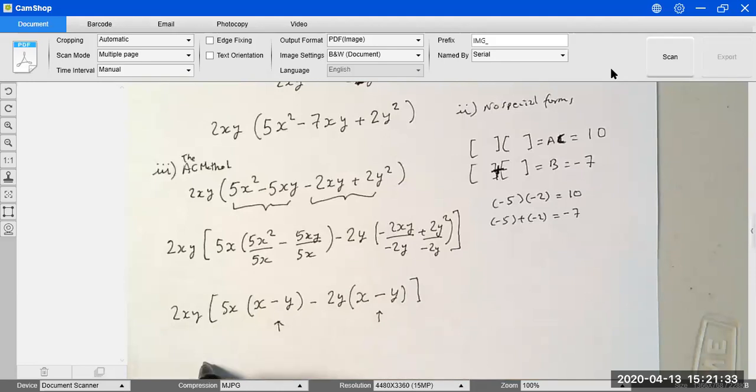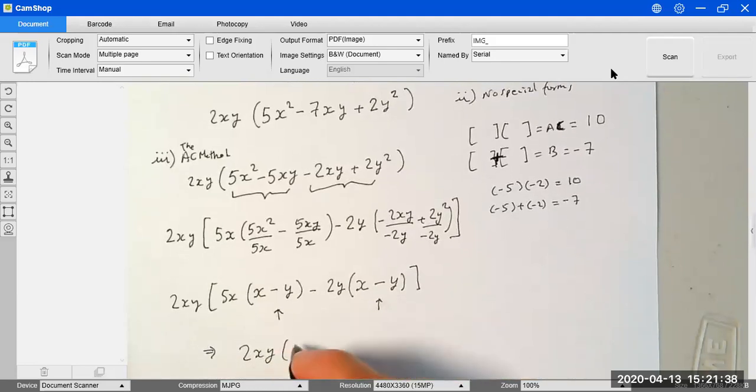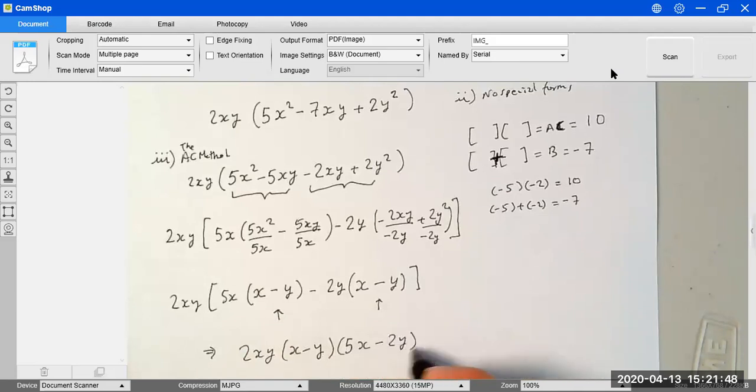So I'm going to write the answer as 2xy, then the common binomial, which is x minus y, then the binomial including the greatest common factors from the previous step, which is 5x minus 2y. So that should be the answer for this problem.